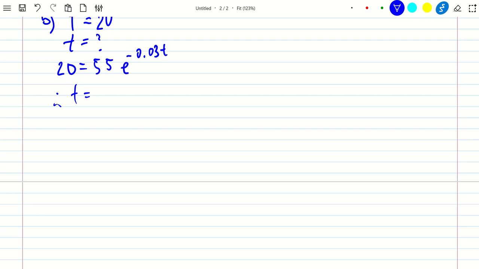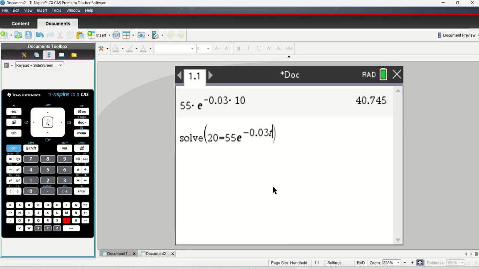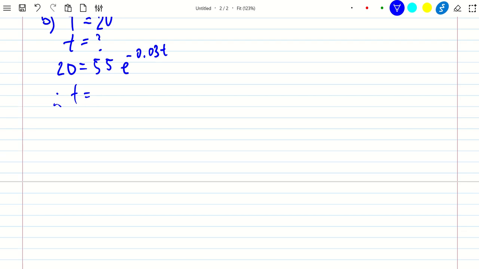Negative 0.3 t. Yes, that's what we want. And we're going to be solving this for t. Okay, and it says that time is equal to 33.72.